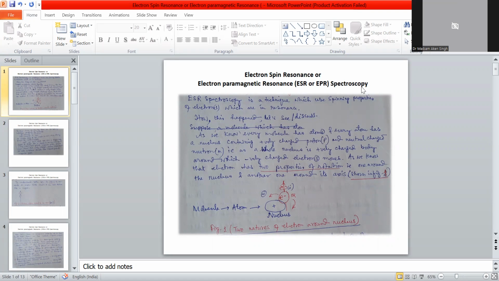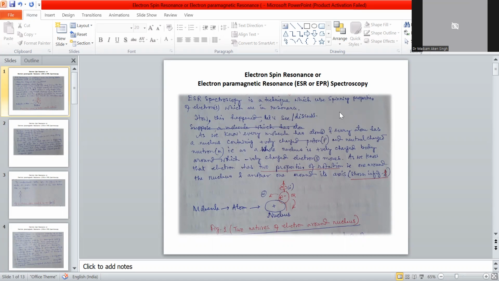Today I am going to give some basic idea in this voice lecture about electron spin resonance or electron paramagnetic resonance spectroscopy. Now, electron spin resonance spectroscopy is a technique which uses the spinning properties of electrons which are in resonance. How does this happen? Let us discuss.